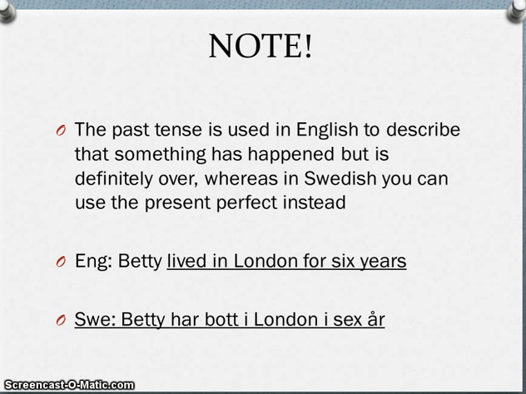Note, however, the past tense is used in English to describe that something has happened but is definitely over, whereas in Swedish you can use the present perfect instead. For example, Betty lived in London for 6 years, but she's not doing it now. In Swedish that is Betty har bott i London i 6 år.